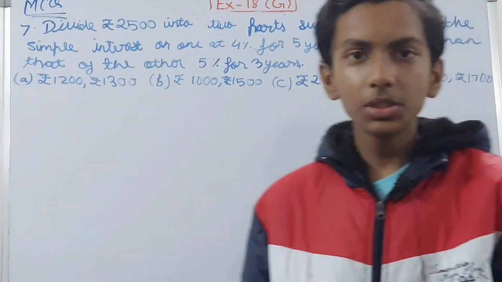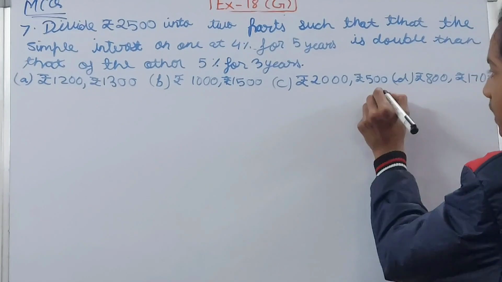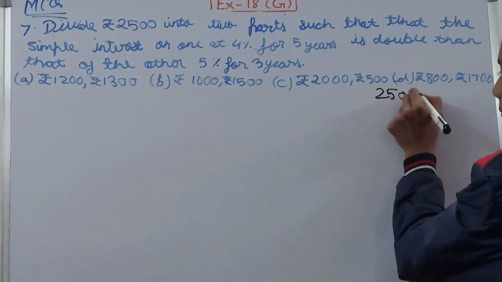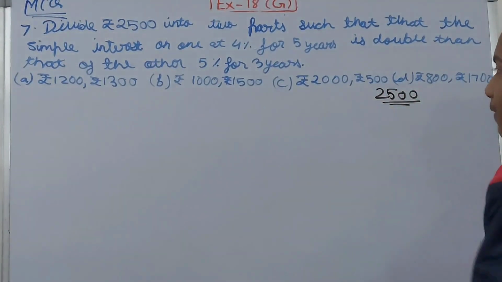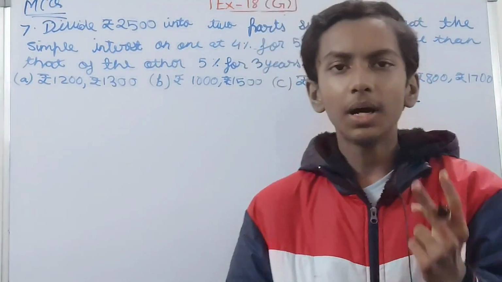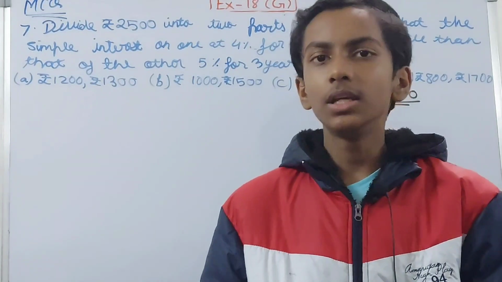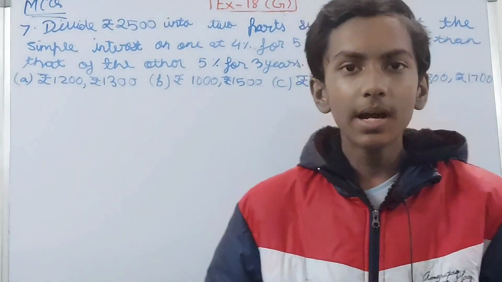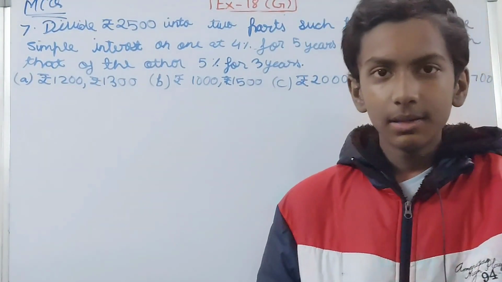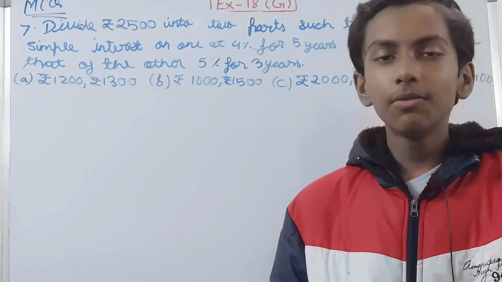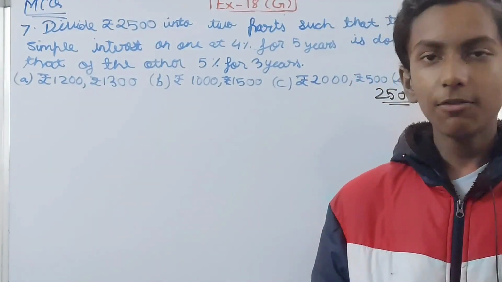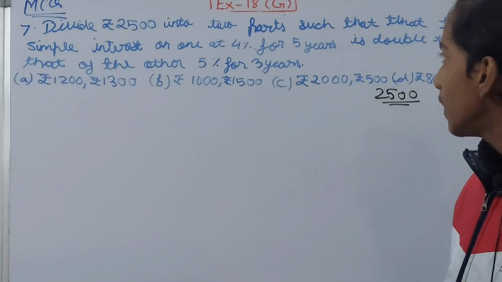Right now you see that the total sum of money that is given to us is 2500. Now this 2500 we have to divide into two parts. It is not necessary that both of the parts are equal, they can be unequal as well. Now we have to divide this into two parts such that the interest on the one is at 4% for 5 years, right?